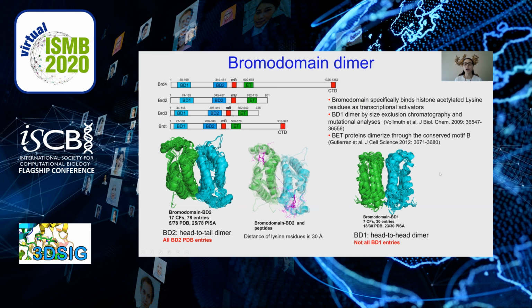ProtCID has a cluster for BD1. It is a head-to-head dimer, but most of the BD1 structures do not have this dimer in their crystal. ProtCID has a cluster for BD2. All of the BD2 structures have this dimer in their crystals. This is a head-to-tail dimer.